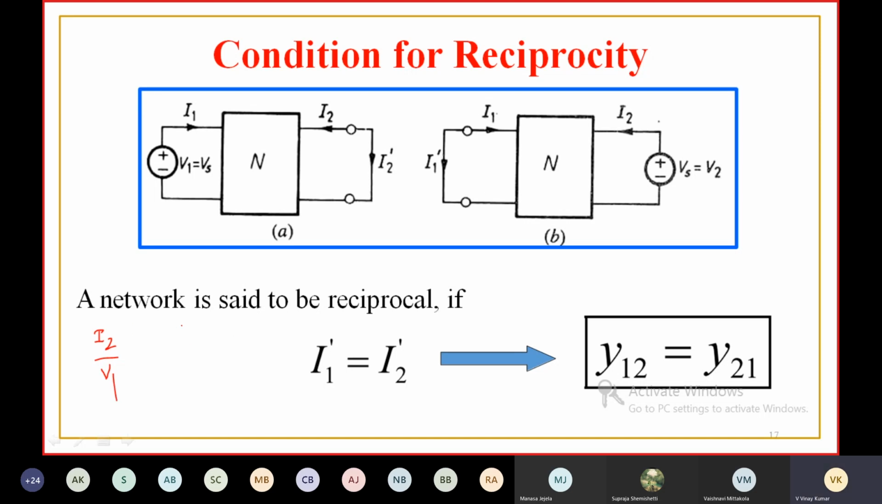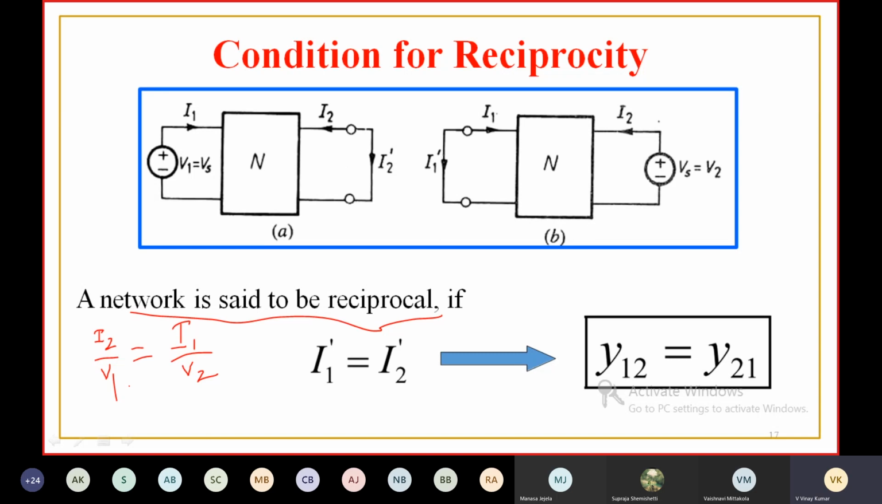Coming to this network, what is the ratio of response to excitation? I1 by V2. If these two are equal, then the network is said to be reciprocal. It means this network obeys the reciprocity theorem.